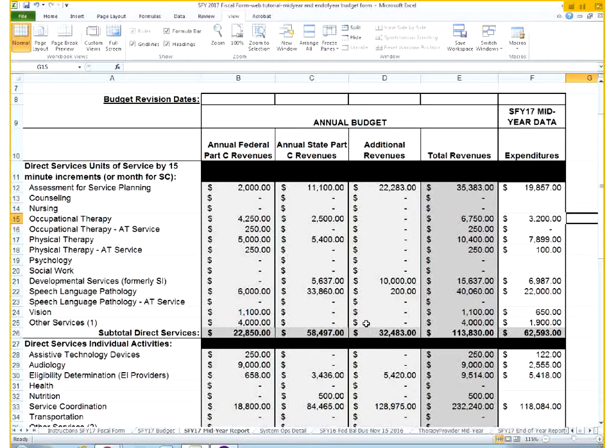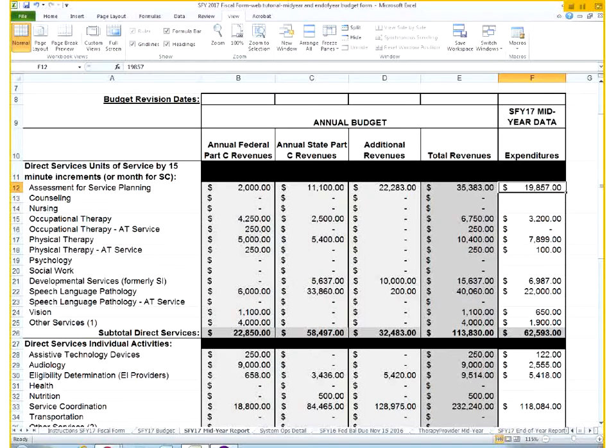Whatever has been paid out by the local system is what will be captured on this mid-year report. For assessment for service planning, you can see we put actual numbers here to help you visually follow along. For assessment for service planning, we planned $35,383 for the year. So far, from July to December, we've spent $19,857 of that amount. That's what we're going to put here under expenditures, and the same is true for each category underneath direct services.